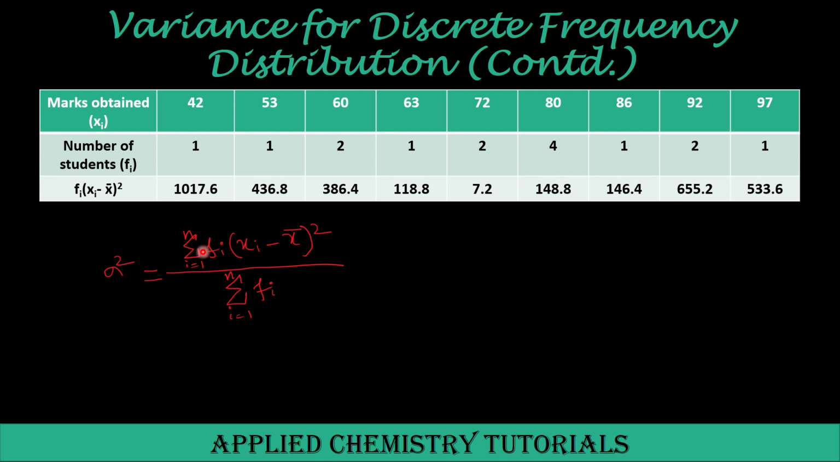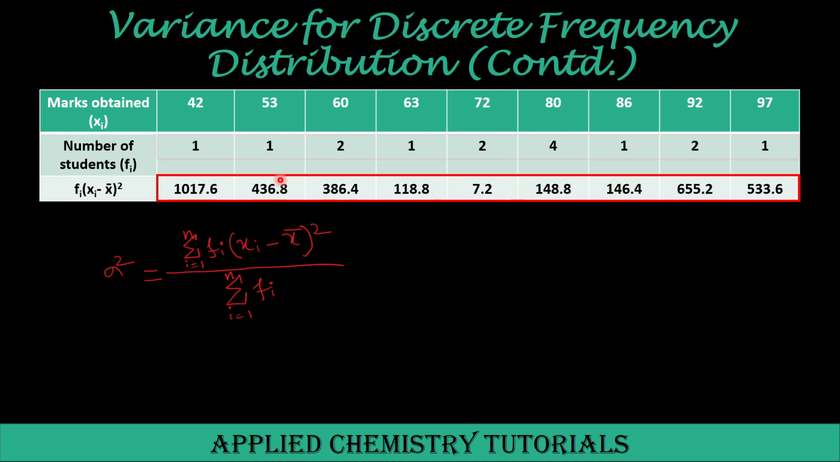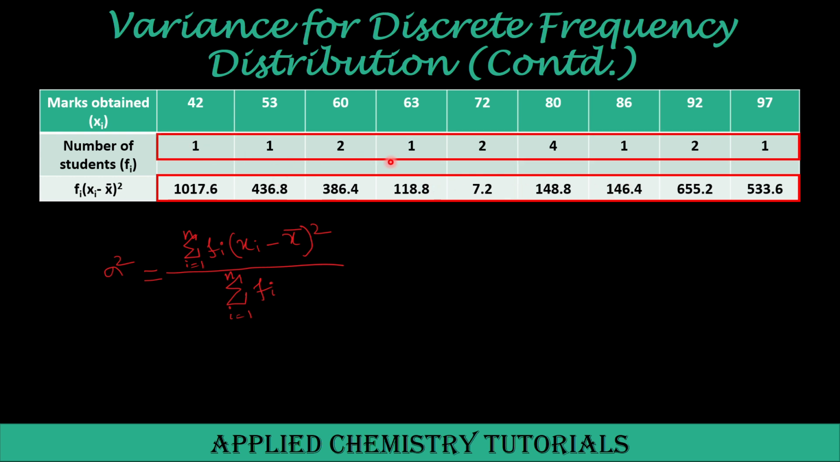The variance, sigma squared, can be given as summation of fi multiplied by (xi minus x bar) whole square, from i equals 1 to n, divided by summation of fi from i equals 1 to n. We have all the fi multiplied by (xi minus x bar) whole square terms here. We can add them up and put them into the numerator, and also we have all the fi terms here, and we can add them up and put them into the denominator.